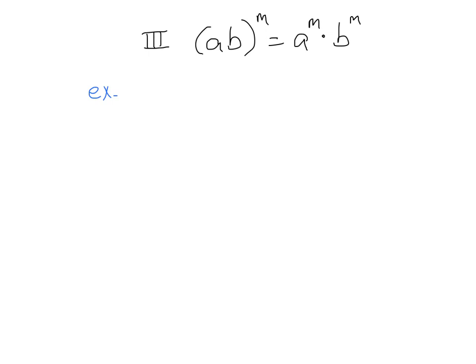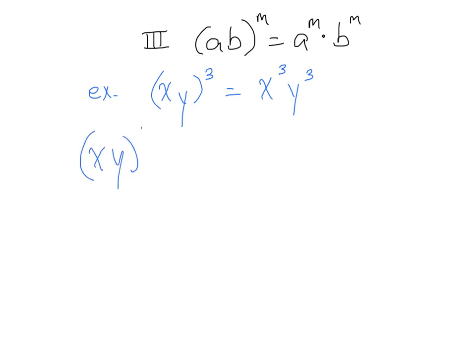So I'm going to do, let's use a different variable for the fun of it. Getting daring here, I'm going to use xy to the third. And my argument is that this will be x to the third, y to the third. But why? Well, what's the reason? All right, so let's see.